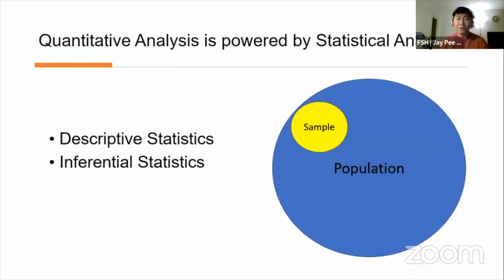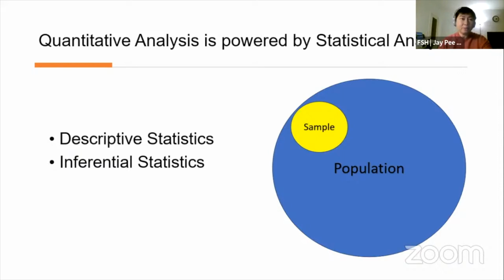Okay. So as I've said, the foundation of quantitative data analysis is statistics. And when we're talking about statistics, there are two main branches. There is descriptive statistics and inferential statistics. So I will describe this one by one. But before that, I would just like to define two important terms in statistics: sample and population.